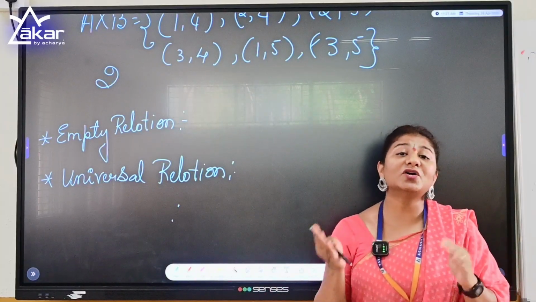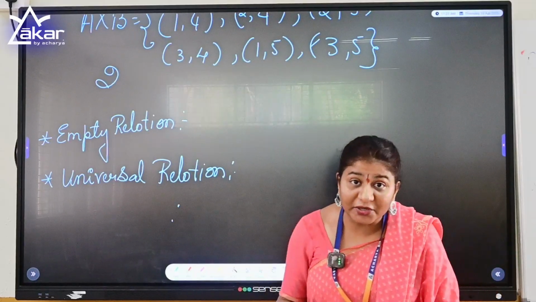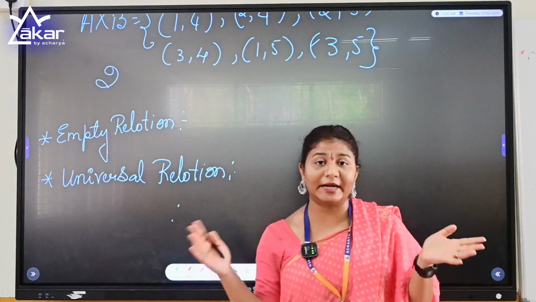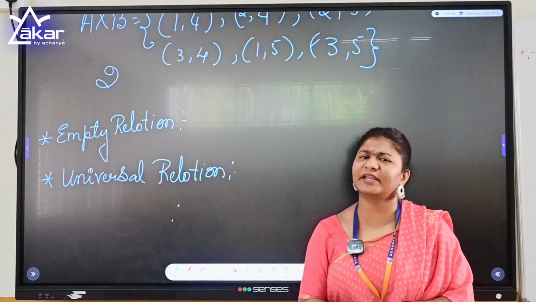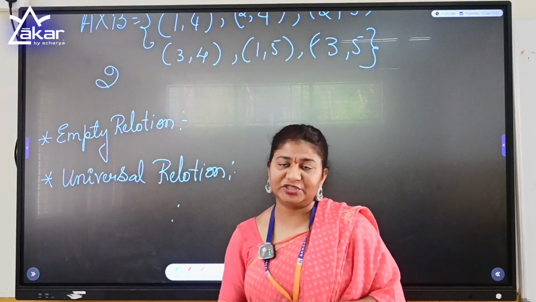Obviously, the age of less than 100 years means everyone is included, from 0 to 99, 0 to 100. So what happens? Everyone is included here. So that's why it is a universal relation.